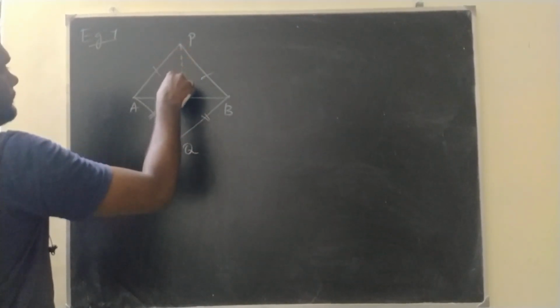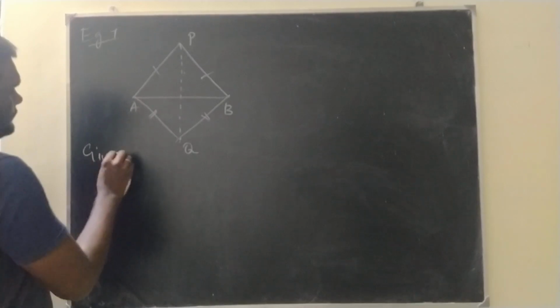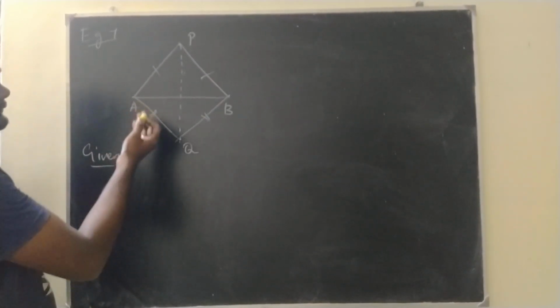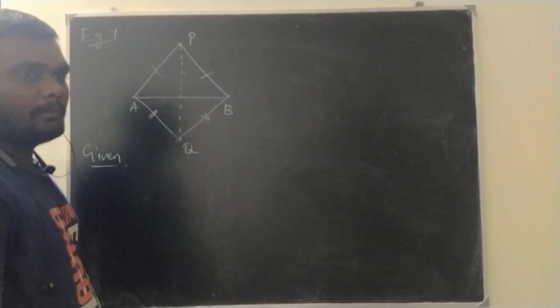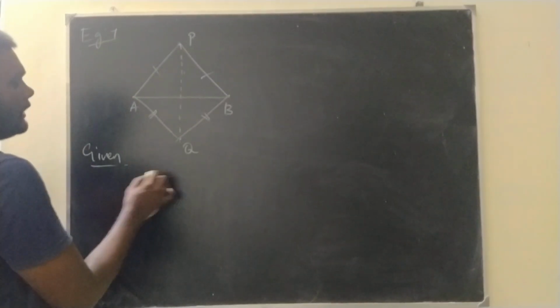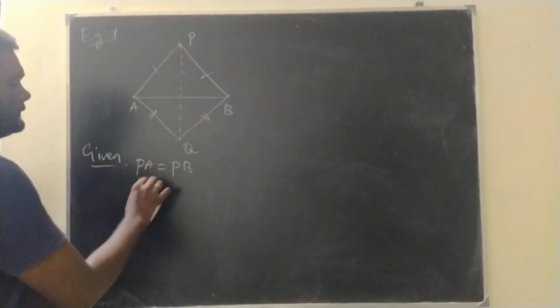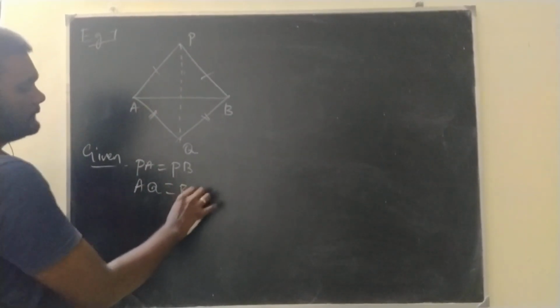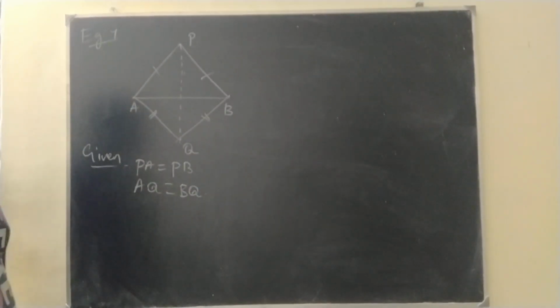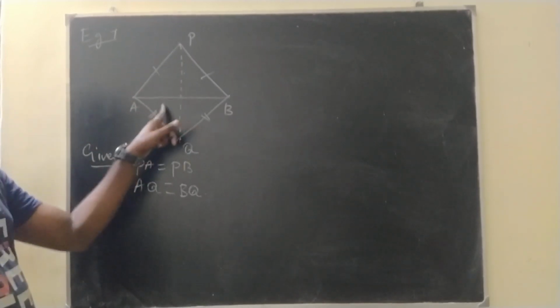This line PQ is the perpendicular bisector of AB. We need to prove this. This has two parts of proof. First we will prove it bisects, then we will prove it is bisecting at right angles. Okay. So given, what we will write: PA is equal to PB, and AQ is equal to BQ. Okay, and then we need to prove these two halves are equal.